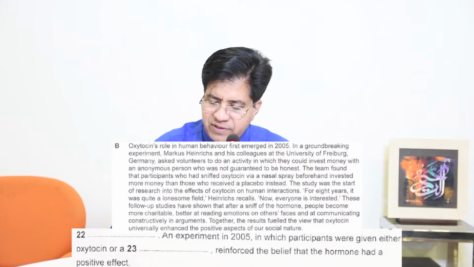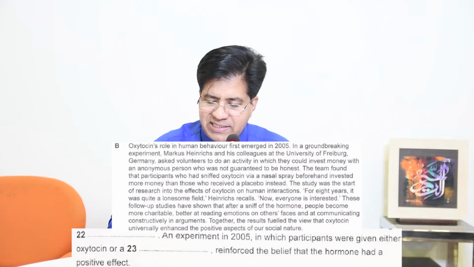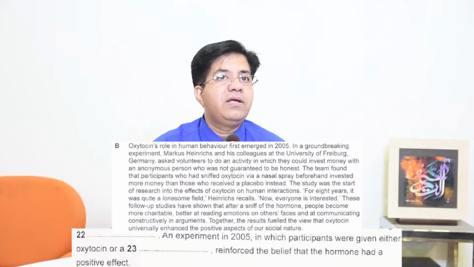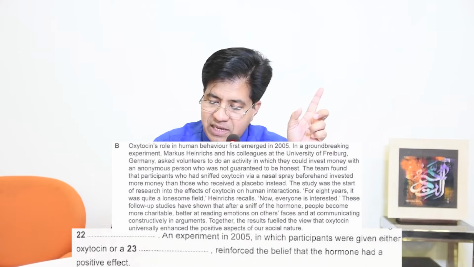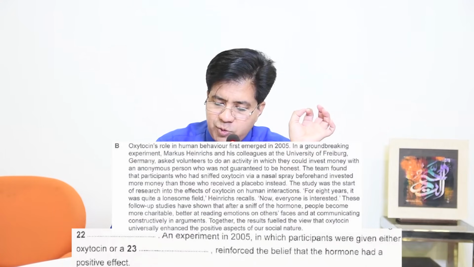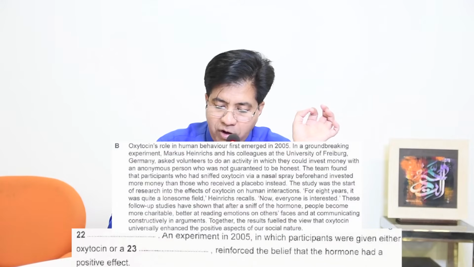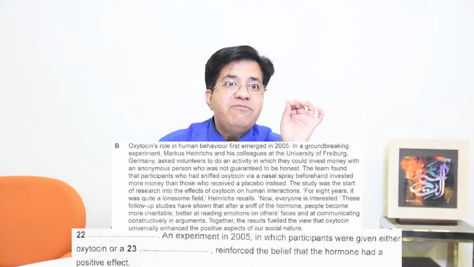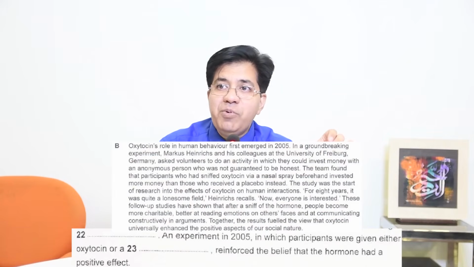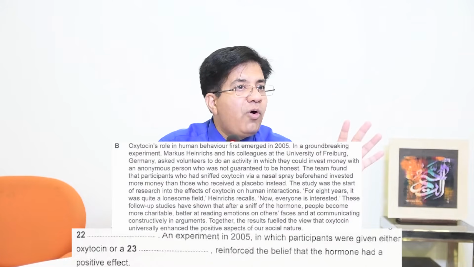So I'm reading it from the beginning. Oxytocin's role in human behavior first emerged in 2005. A groundbreaking experiment, and his colleagues at the university asked volunteers to do an activity in which they could invest money. Okay, let's go on. The team found that participants who had sniffed oxytocin. Now just read carefully. The answer will come here. The team found that participants who had sniffed oxytocin via a nasal spray beforehand invested more money than those who received a placebo. The answer is placebo, and even if you don't know the meaning of placebo, you can find the answer.